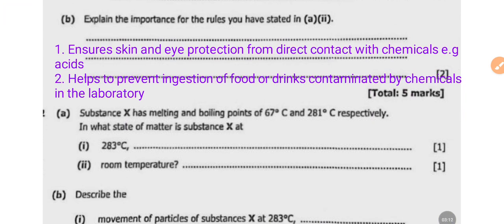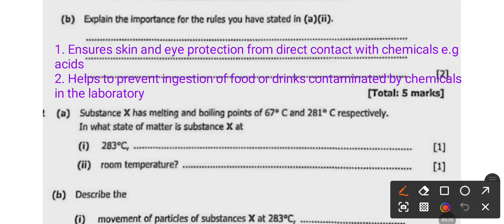Question 2, A. Substance X has melting and boiling points of 67 degrees Celsius and 281 degrees Celsius respectively. In what state of matter is substance X at Roman numeral 1, 283 degrees Celsius, and Roman numeral 2, at room temperature? Okay, so in answering this question, we should be mindful of these 2 decisive words, which are melting and boiling point.